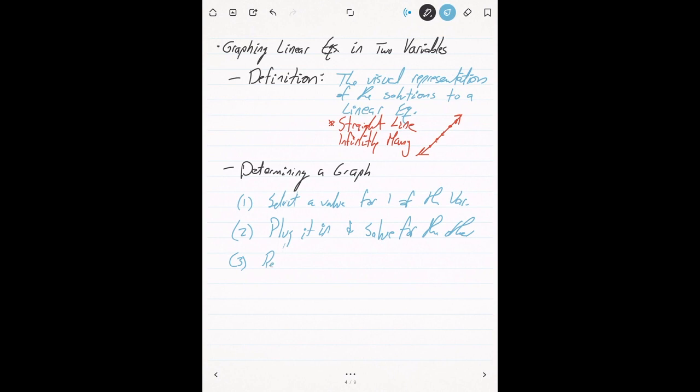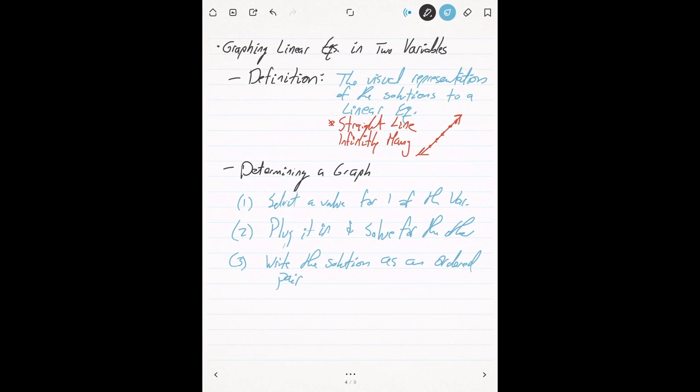I'm going to say first, write the solution as an ordered pair. We should really get in the habit of writing coordinate points or solutions to linear equations as ordered pairs. Okay, we know what that means. We know that the first part's x and the second part's y, so we should get in that habit of doing that. So select a value for one of the variables, plug it in and solve for the other.